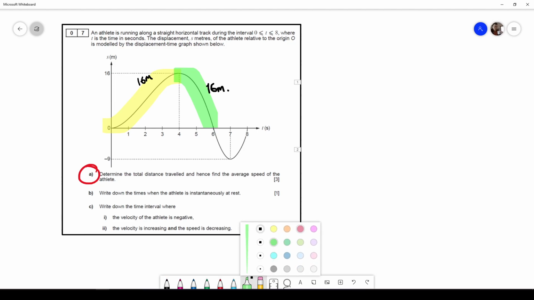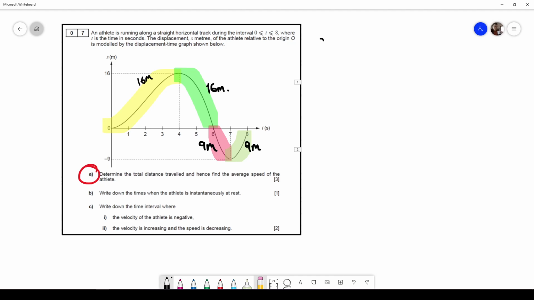The next little bits of journey, we have got the athlete going down 9 meters here, and then finally they go back to the origin, which is another 9 meters again. So the total distance traveled is the sum of all of those values, and that should come to 16 plus 9 is 25, so I'll double that to give me 50 meters.